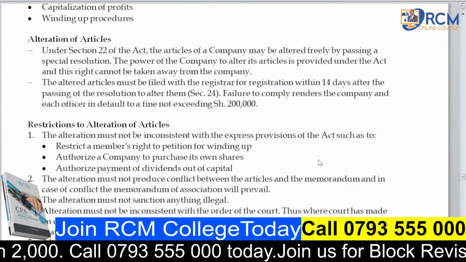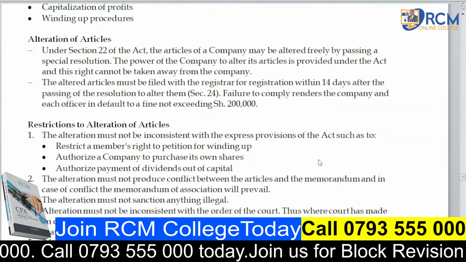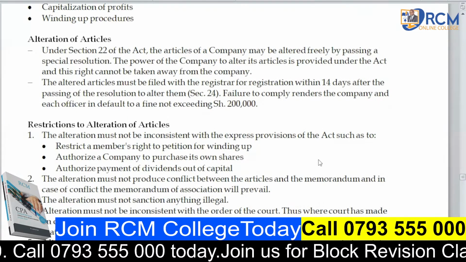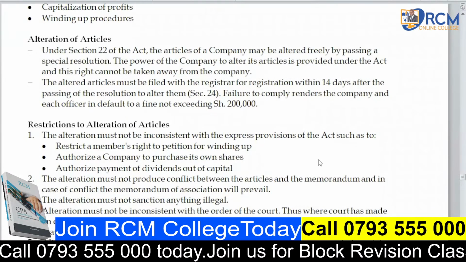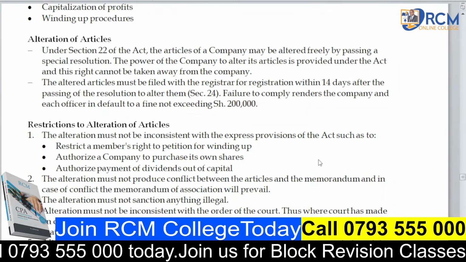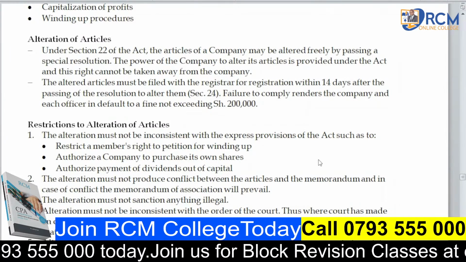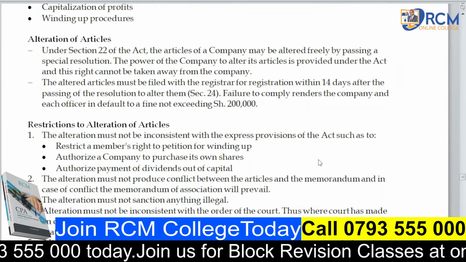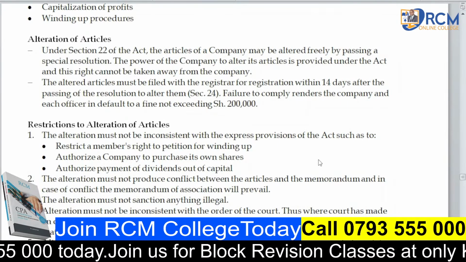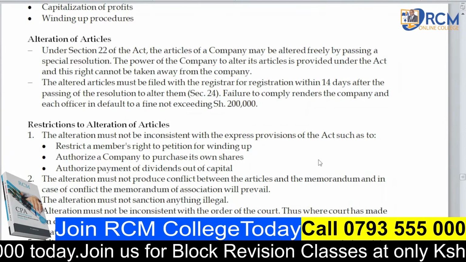Number four, alteration must not be inconsistent with the order of a court. That is where the court has made an order to prevent oppression of minority members. The company may not alter the articles in a manner inconsistent with the order of the court. When the court gives orders, they must be followed. If the company fails to follow them, then they are not doing the right thing. So if you're altering the articles, don't do anything inconsistent with what the court has ordered.